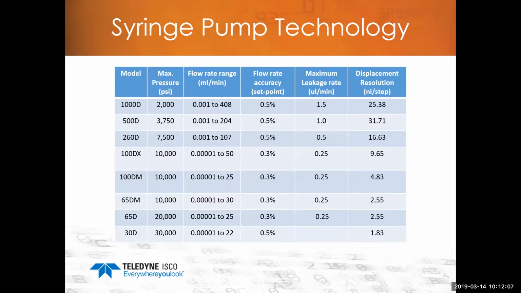And just to give you a bit of schooling, the numeric number where it says 1000D, 500D, that is actually the size of the cylinder. So keep that in mind.